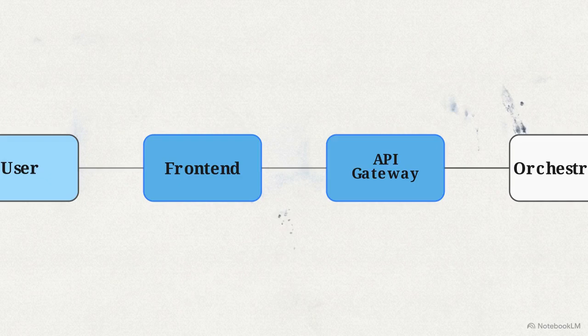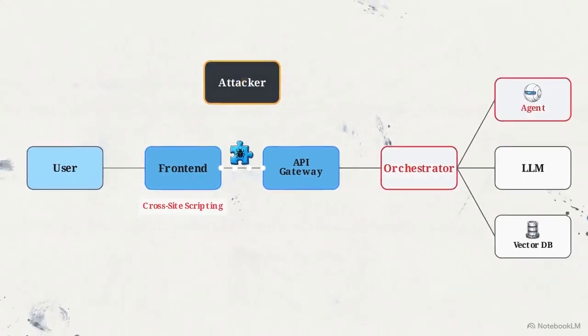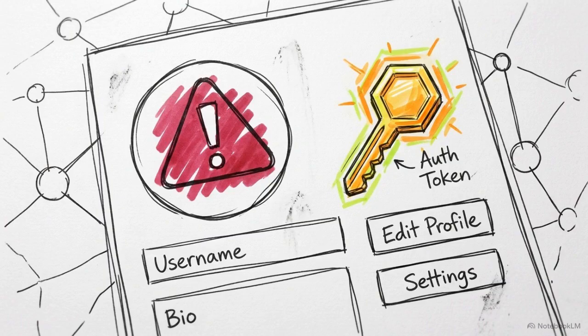This diagram highlights the user-facing entry points, the front end and the API gateway. These outer layers face web exploits like cross-site scripting, amplifying damage in AI. An attacker doesn't need to hack the server. A malicious browser extension silently intercepts data between front-end and gateway, extracting an active authentication token directly from the stream. Stealing a service account key grants the attacker the same administrative privileges assigned to the AI agent.